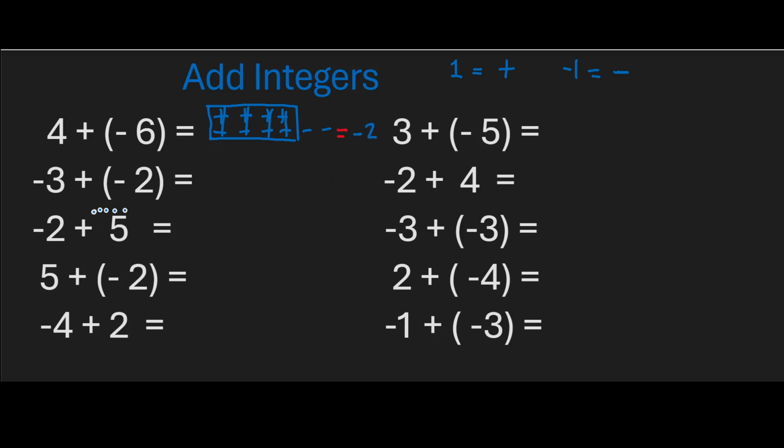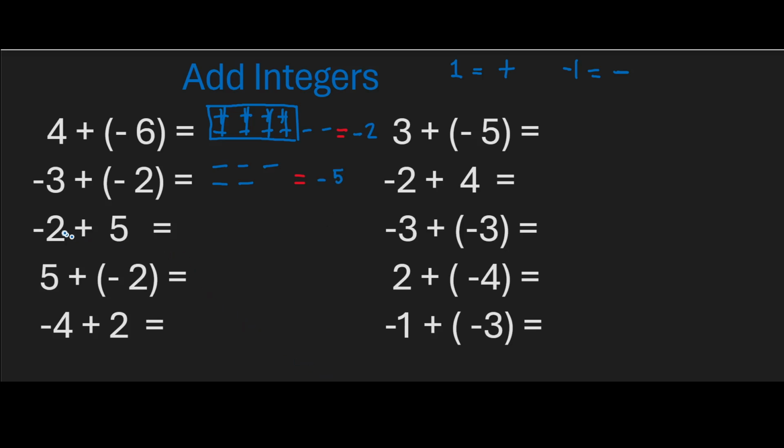Okay. Now, for the next one, we have -3. So I'm going to write 3 negatives. 1, 2, 3. To this, I'm going to be adding 2 more negatives. 1 and 2. In this case, nothing cancels. Remember, only a positive and a negative will cancel each other out. Here, nothing cancels. So you just count how many negatives you have. 1, 2, 3, 4, 5. So the answer should be -5.